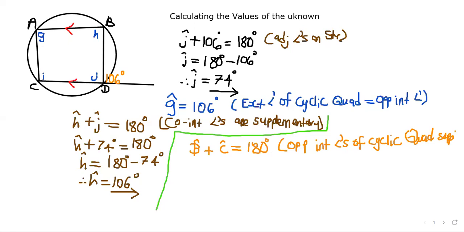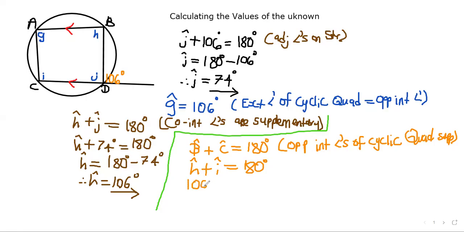Supplementary, just like that. And then now we substitute. In place of B, angle B is represented by H. So you can write H plus angle C, which is represented by I. It's an angle, you put a cap on top, it equals 180 degrees. And then after here, guys, we all know that our angle H, we got 106.